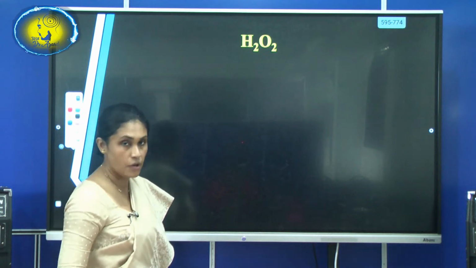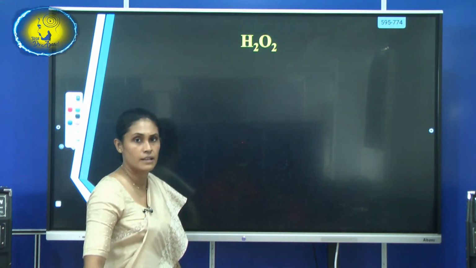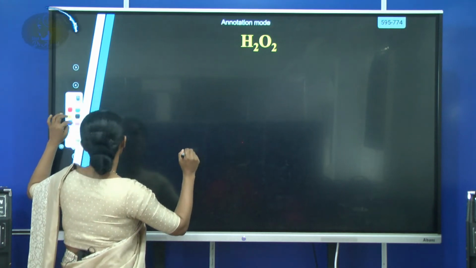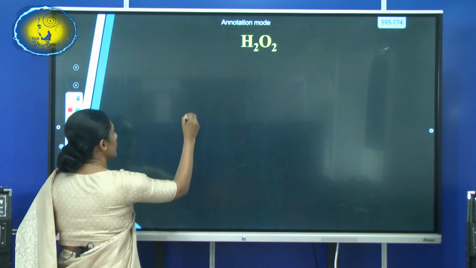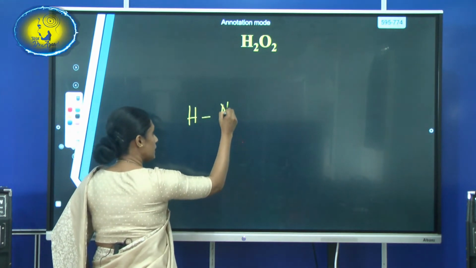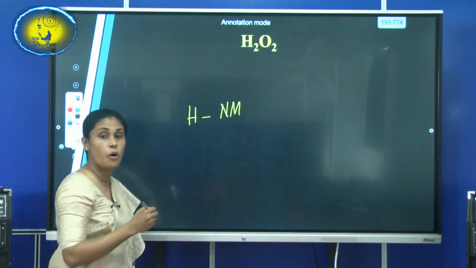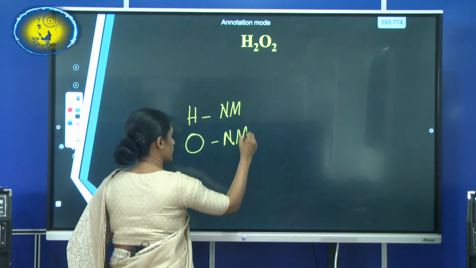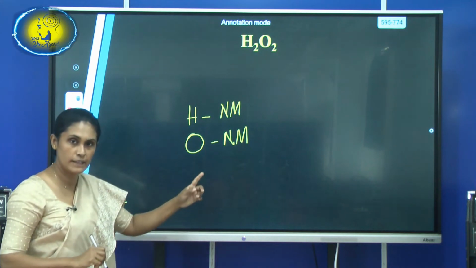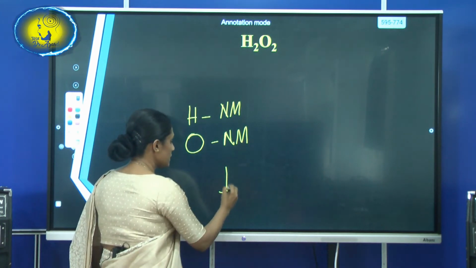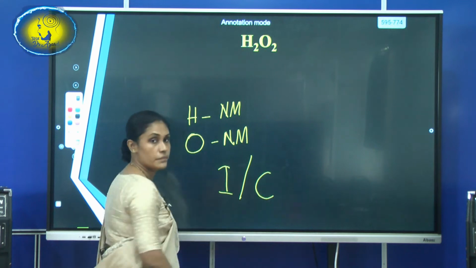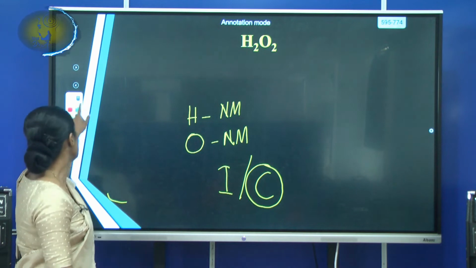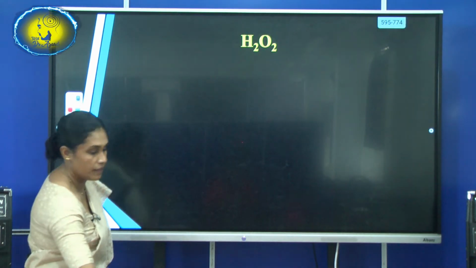Hydrogen peroxide. What can you say? Hydrogen is a non-metal. Hydrogen, non-metal. What can you tell about oxygen? Oxygen is a non-metal. What can you tell about the bonding? Ionic, covalent? Covalent. Right? Next one.